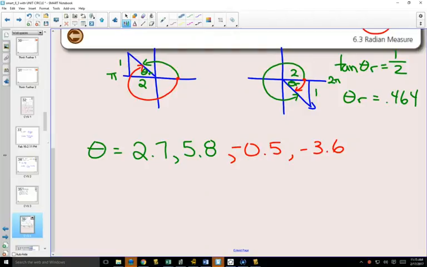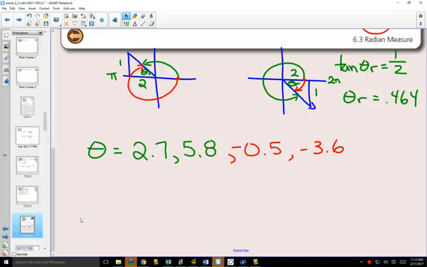So we've got 4 answers here between negative 2 pi and 2 pi. And when you look at those answers, because you're not used to radians right now, those angles probably mean nothing to you. You can't visualize them very easily. That's going to take some time. It's going to take some time to think of 2.7 as that angle in quadrant 2, and 5.8 is that angle in quadrant 4, and negative 0.5 is that angle in quadrant 4 in the negative direction, and negative 3.6 as that angle in the negative direction in quadrant 2.